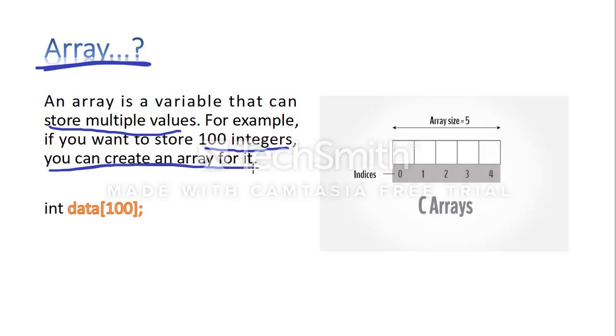And then how can we create an array for that? Like this: int data of 100. Here int is the data type. Okay, this is the type of the data. This is the name. Data is the name of the array. I will show how to declare an array in the next slide. Here just remember int is the data type, next one is the name of the array, and this is the size of the array.